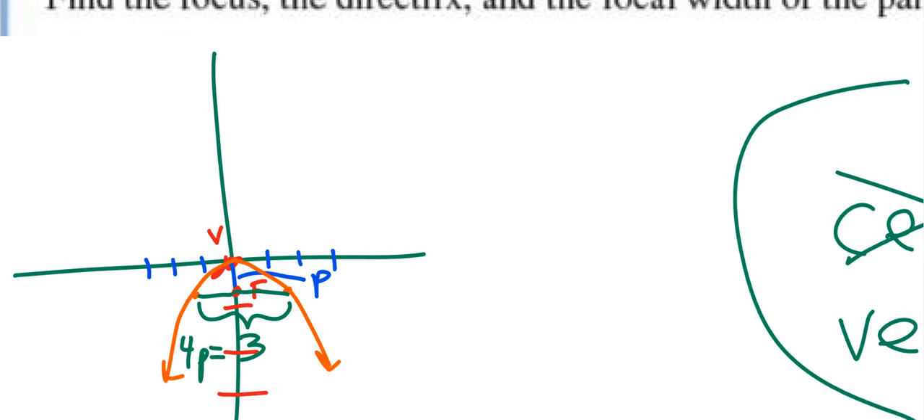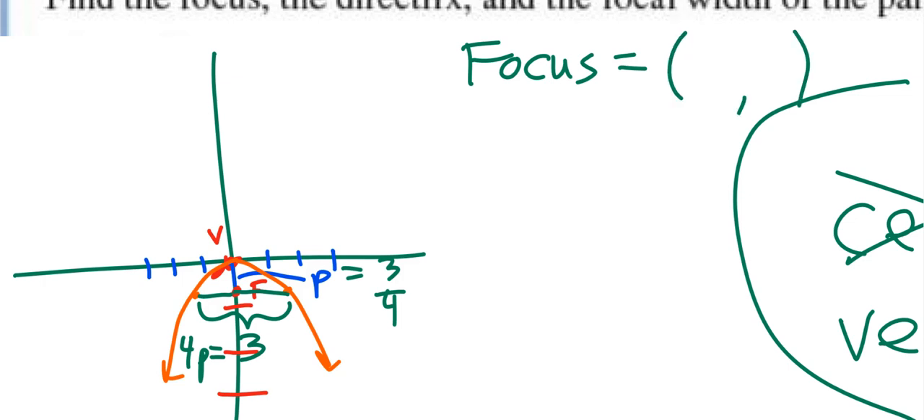Okay, we took the p-value, which is 3/4 of a unit, and we went down 3/4 of a unit. Okay, so focus, we should call it focus pocus, because the p stands, I'm just trying to focus pocus. All right, so what's the coordinate of the focus? The vertex is 0, 0. 0 what? -3/4.